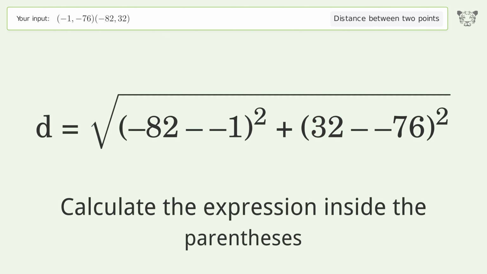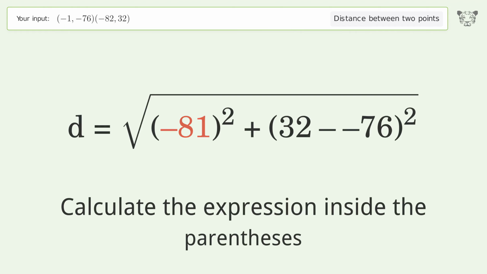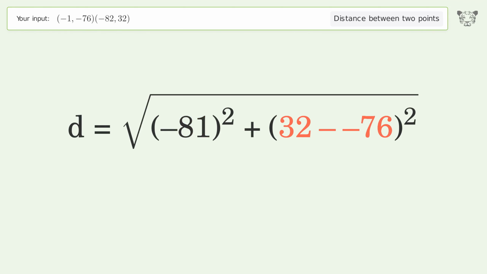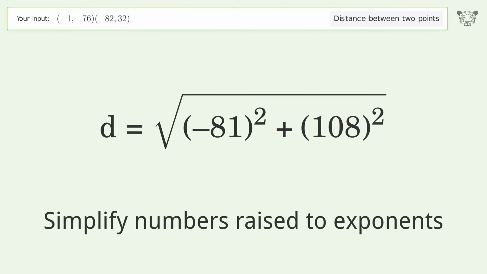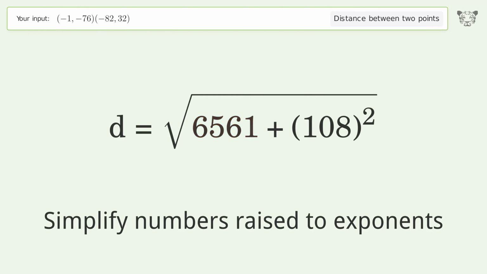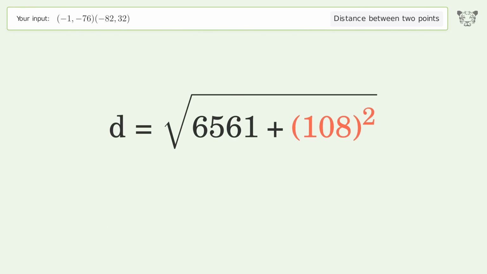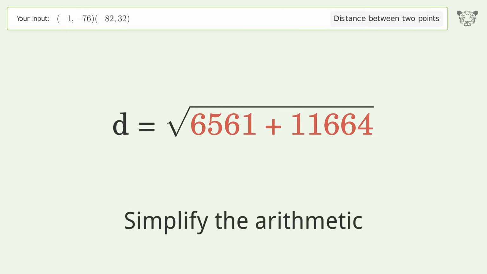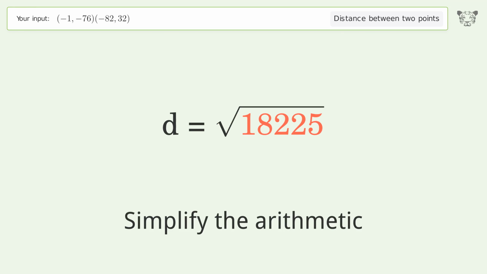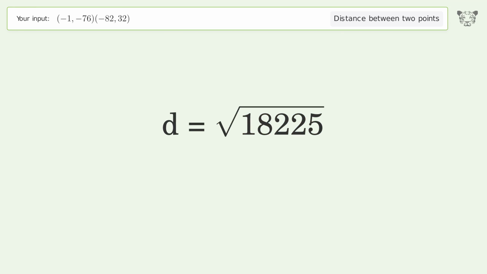Calculate the expression inside the parentheses. Simplify numbers raised to exponents. Simplify the arithmetic. And so the distance between the 2 points is the square root of 18,225 or 135.